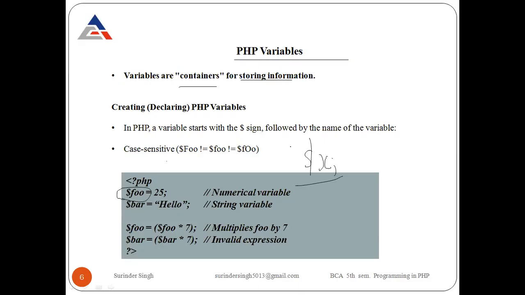Like in C and C++, when you declare any variable, you have to give a data type name like int, float, char, double. But in PHP, there is no need to specify any data type, because the type of the variable is identified from the value you assign to it. Like 25 is an integer, so this variable has integer data type. Hello is a string, so this variable is of what type? String. Clear?